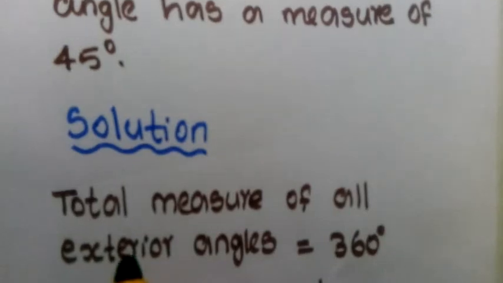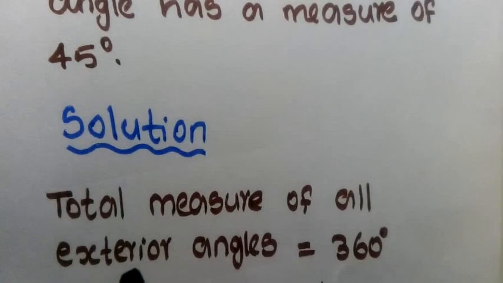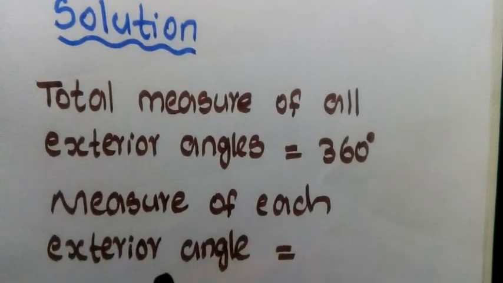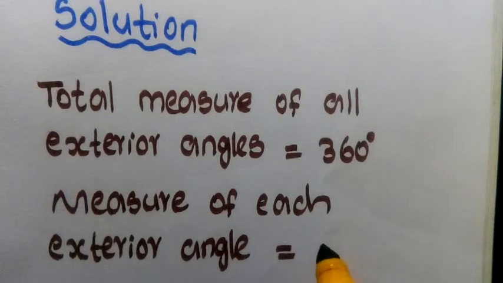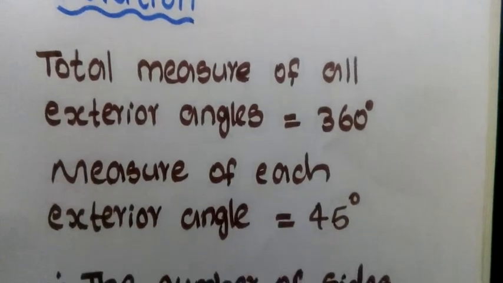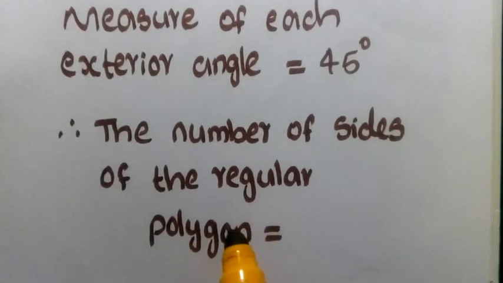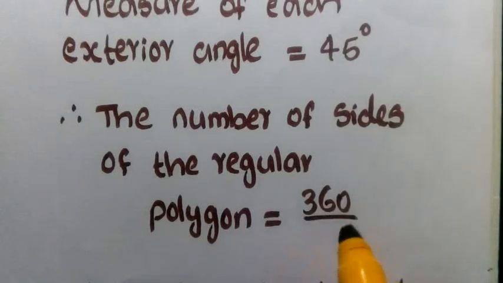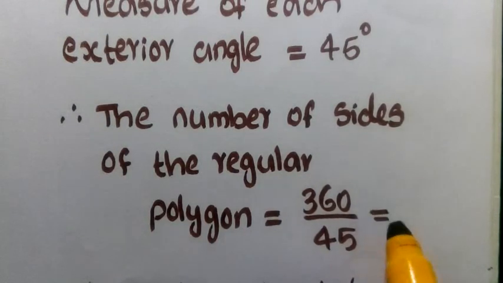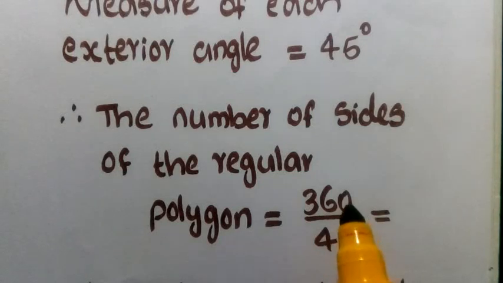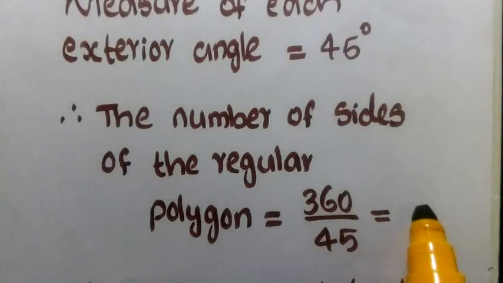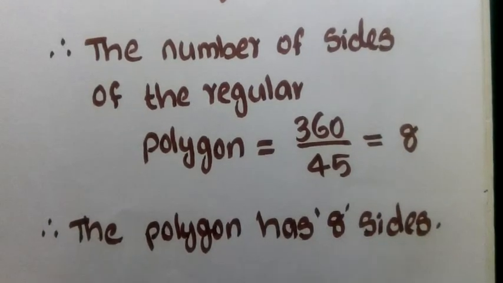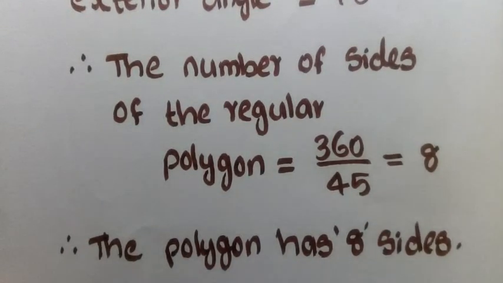We know that total measure of all exterior angles of a polygon is 360 degrees. Given measure of each exterior angle is equal to 45 degrees. Therefore, the number of sides of the regular polygon is equal to 360 divided by 45, which is, if you divide 360 by 45, you will get 8. Therefore, the polygon has 8 sides and 8 exterior angles.